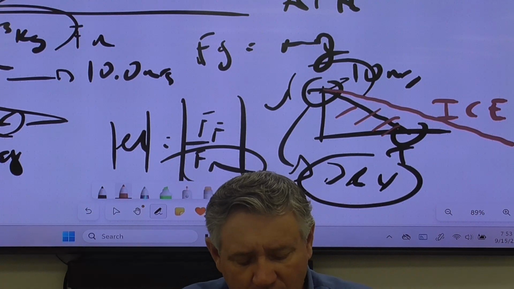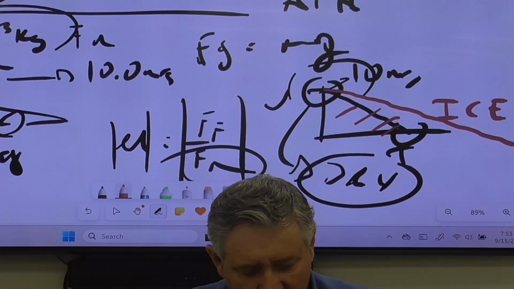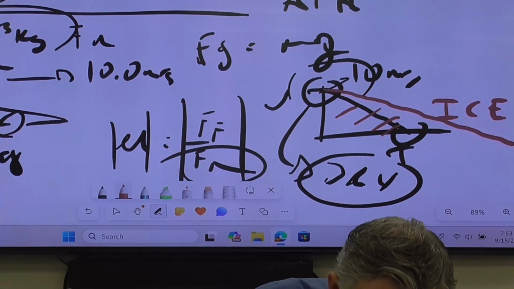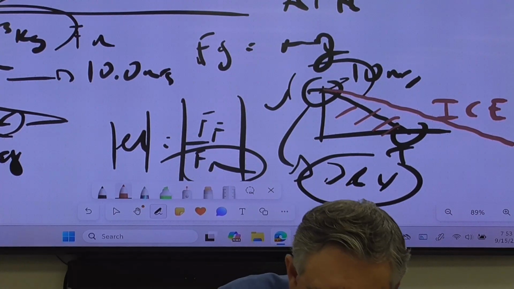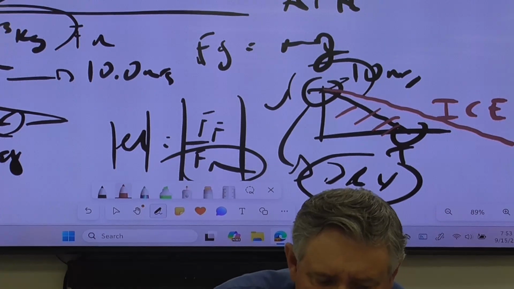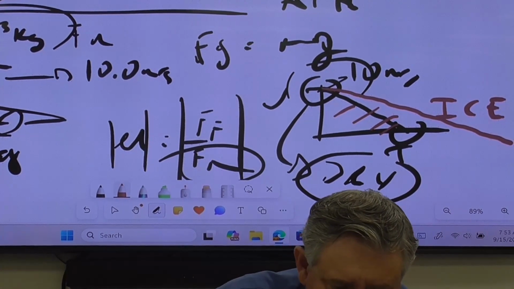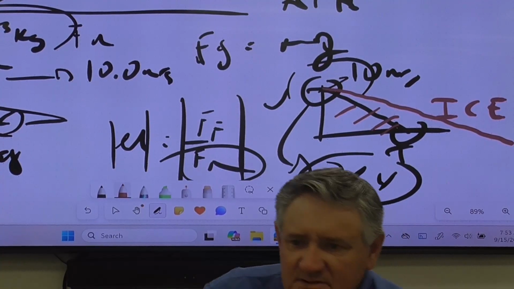When you get to question number 8. So a car with a mass of 950 kilograms, moving 15 meters per second, is brought to rest in 220 meters. Determine the acceleration of the car, frictional force, and mu.